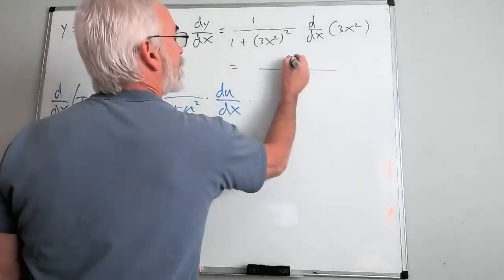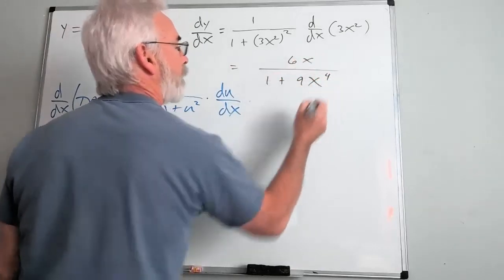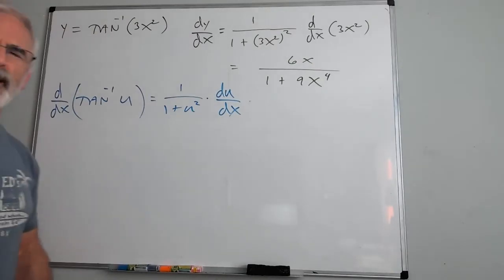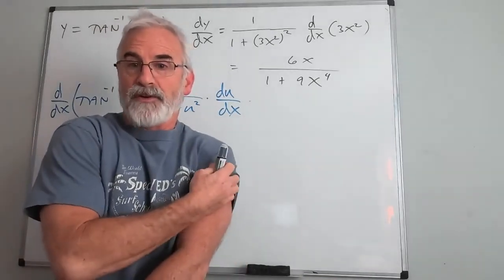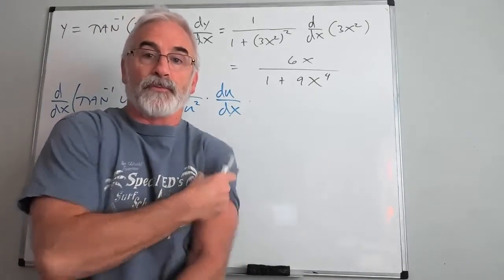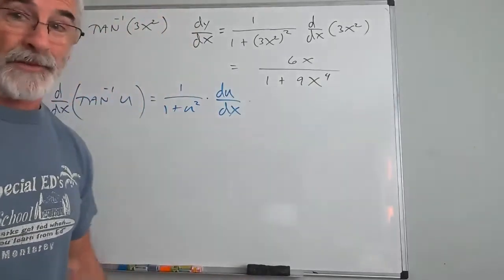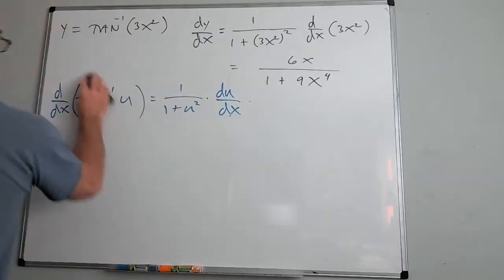So my numerator is a 6x. My denominator is 1 plus 9x to the 4th. I cannot factor and cancel. It is very rare when you're dealing with the inverse tan that you're actually going to be able to simplify. Most of the time, it's not going to simplify. So whatever you write is probably the final answer. And a lot of people like that because I can't really do much with it. But that's it. That's all.